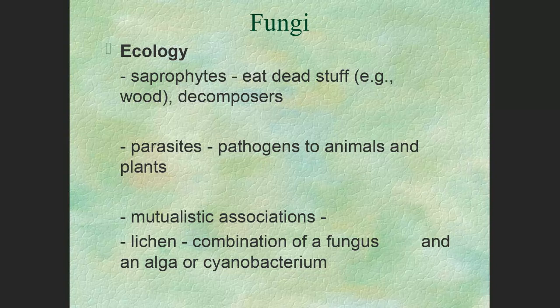There's one example of a mutualistic relationship. Remember, in a mutualism, both organisms benefit. In this case, we're talking about a lichen, or if you're British, a lichen. This is a combination of a fungus and a cyanobacterium. Remember, cyanobacteria are blue-green algae.